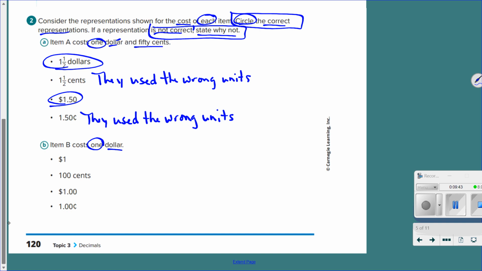Okay. Now for part B, we're looking at those that are $1. Does $1 represent $1? Yes. What about 100 cents? Pretty accurate. What about one with a dollar with two zeros? What about 1, 2 zeros and cents? Why not? Wrong units.